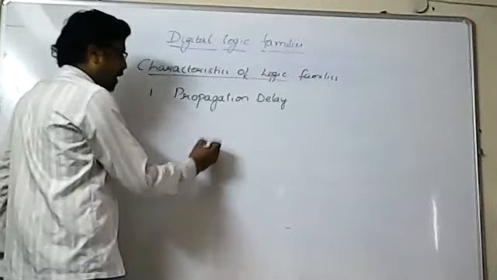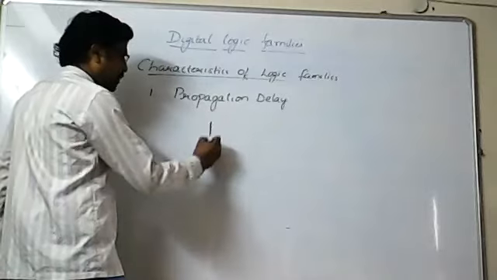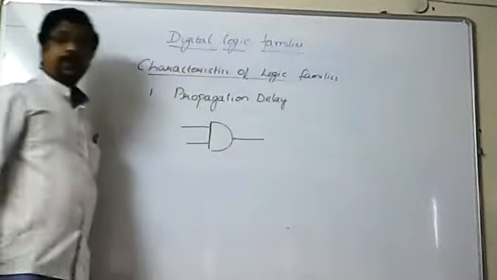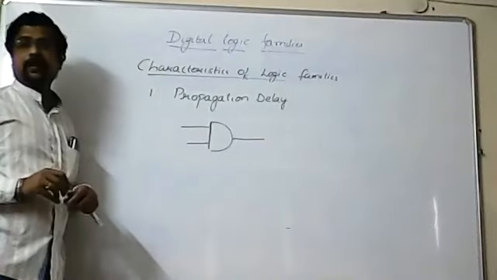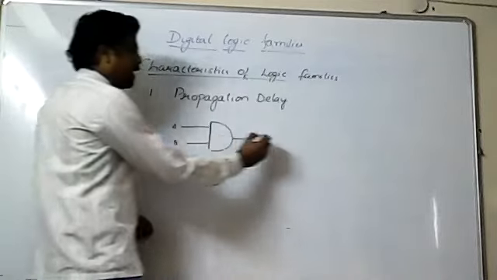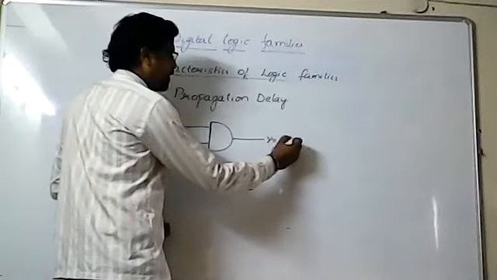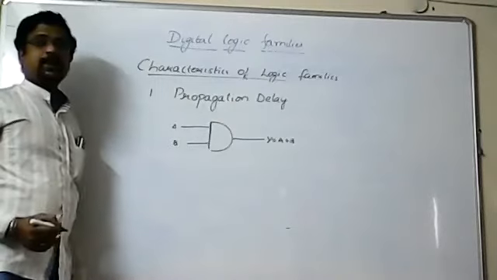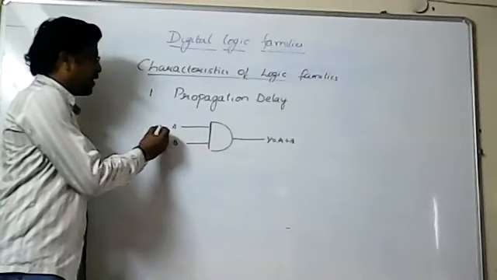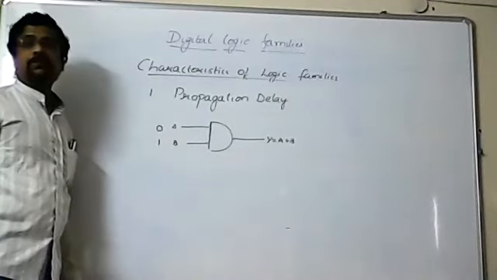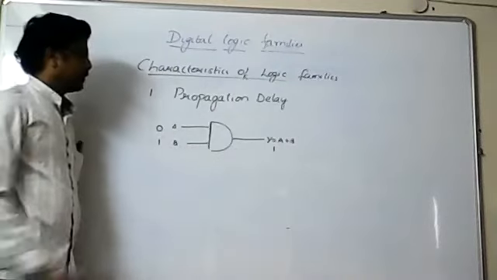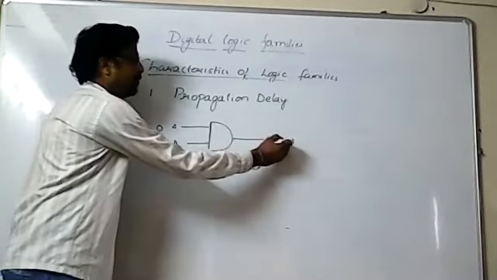For example, I am taking an AND gate. These are the two inputs A and B, and the expression of the output is A into B. Now let us say that I am giving the input as 0 and 1. So naturally the output will be what?